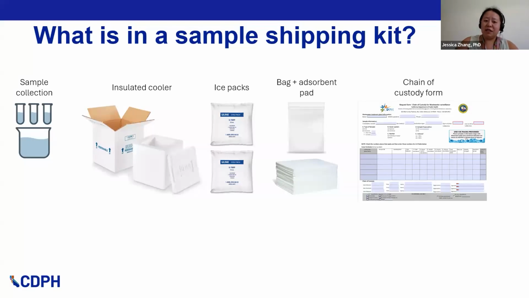And then, as well, each sample will receive a chain of custody form that's filled out by the utility and sent along. This is also for our record keeping, to help track the unique identifying factors of each sample.